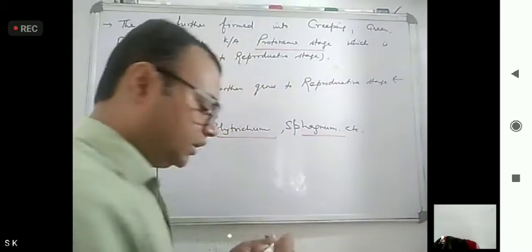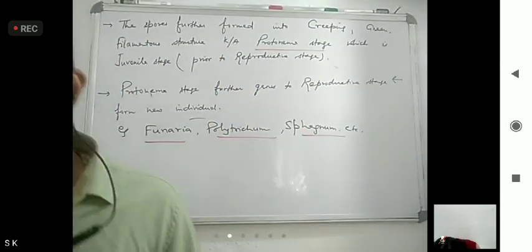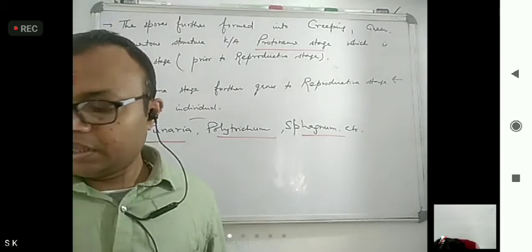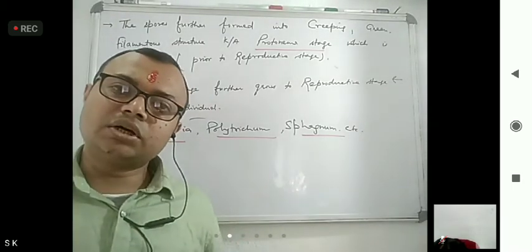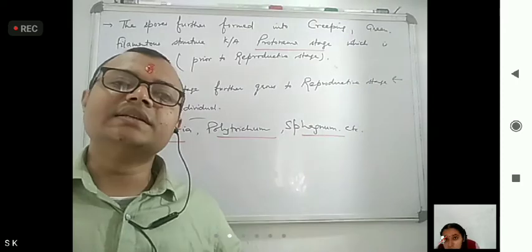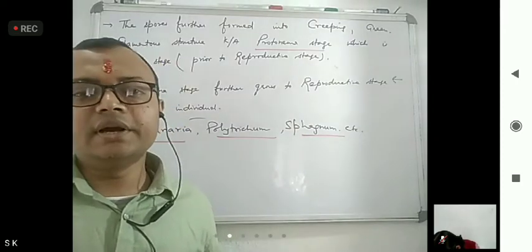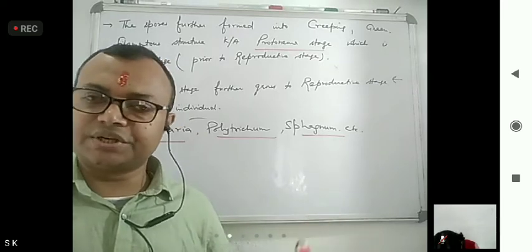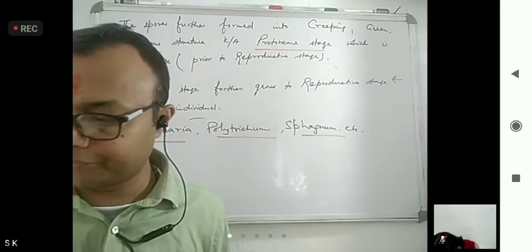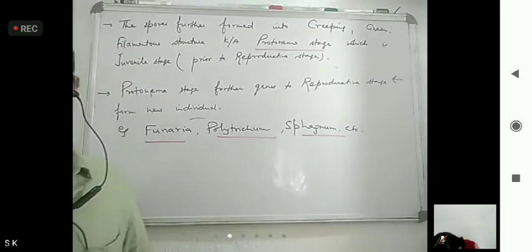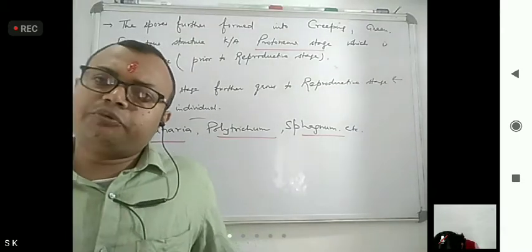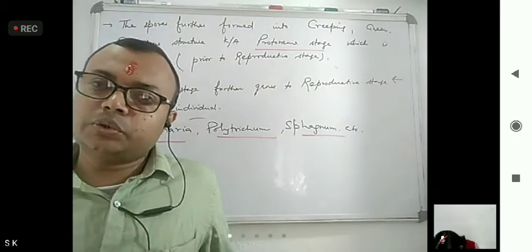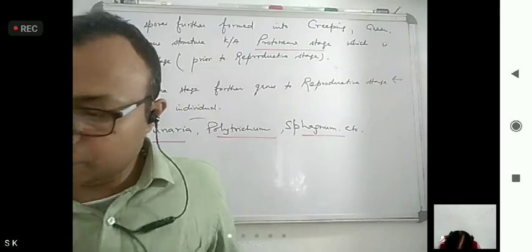Mosses. Now here the same questions are coming, that in Funaria two life cycle stages are there. One is gametophytic and one is sporophytic. So what stages are there, that we have to see. But before, we have to see the Sphagnum diagram on which questions are being asked. So what is coming?